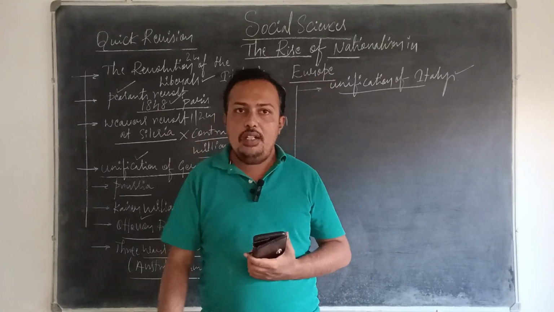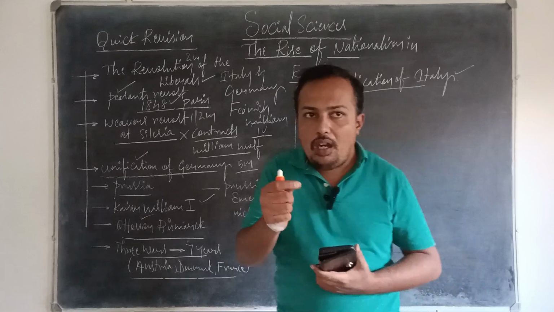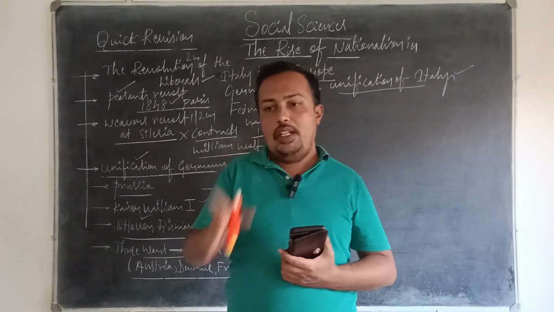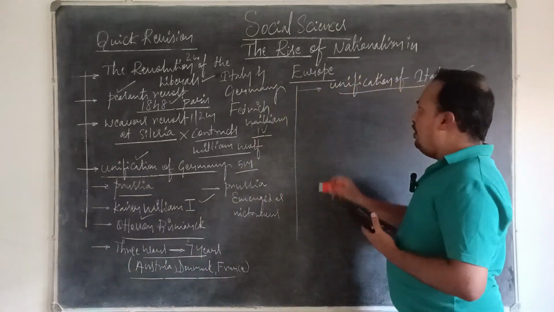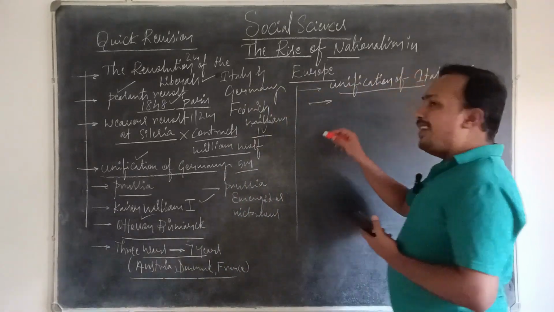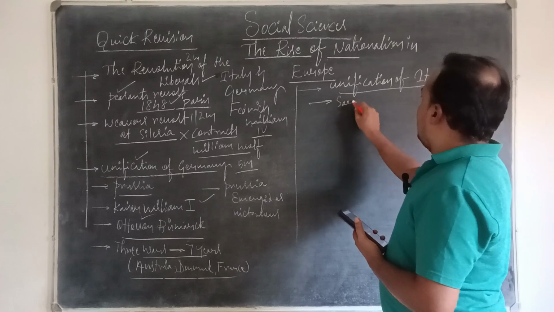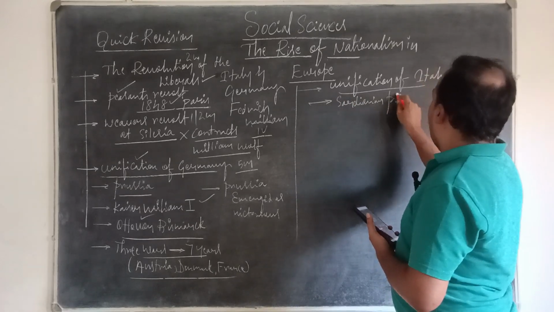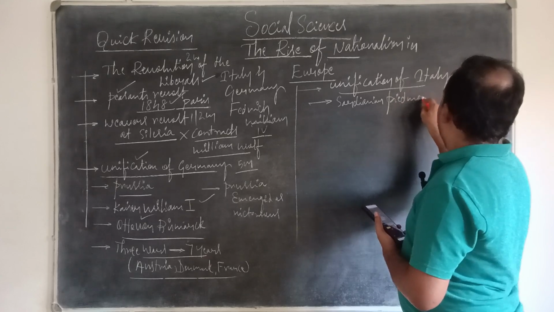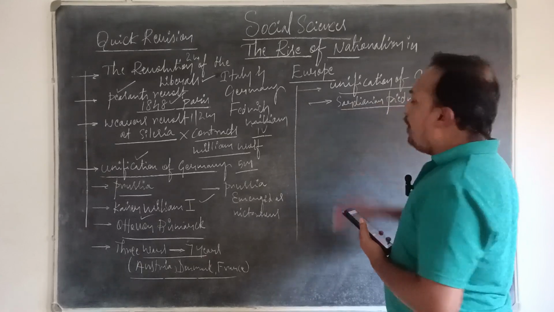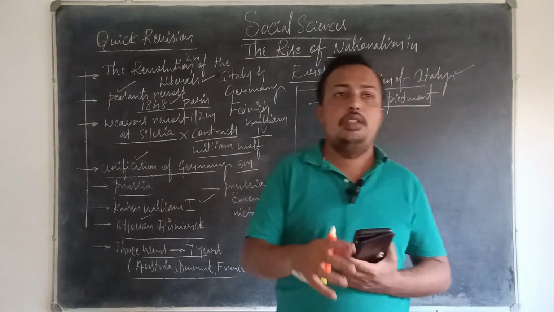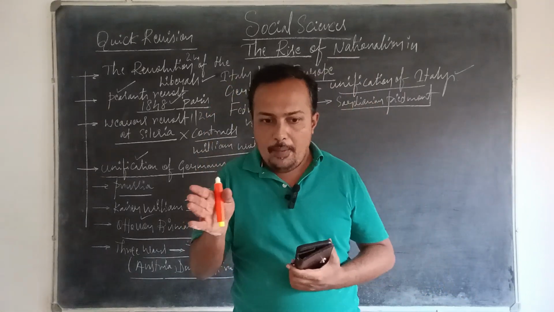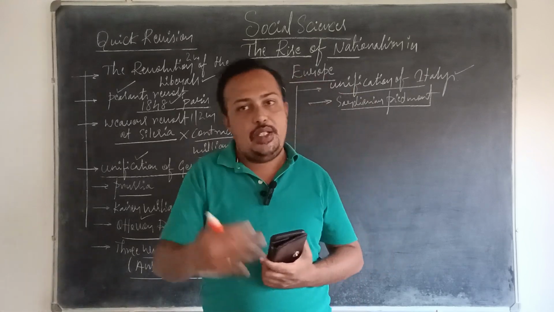Here you have to remember the Italian ethnic house which played a crucial role in the unification of Italy. Which was that Italian ethnic house? It was Sardinian Piedmont. Sardinian Piedmont was the Italian ethnic house which took the initiative to unify Italy into a nation state.